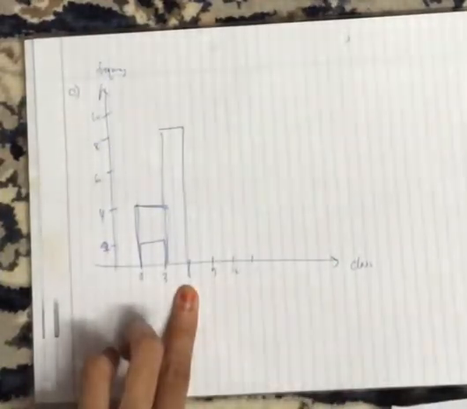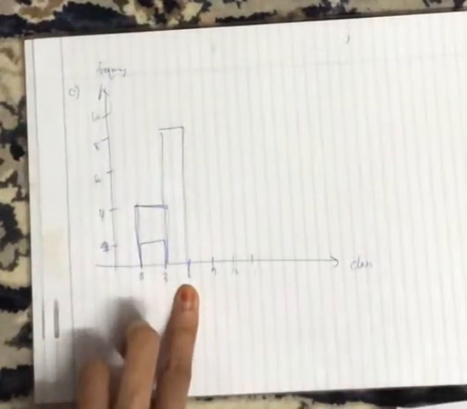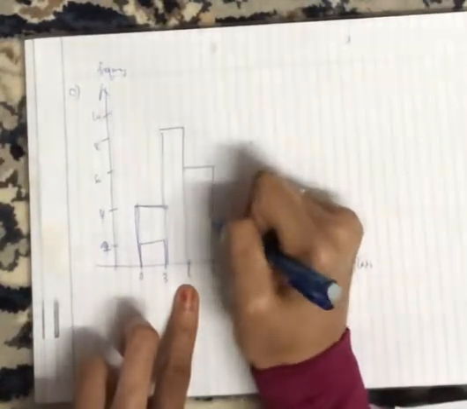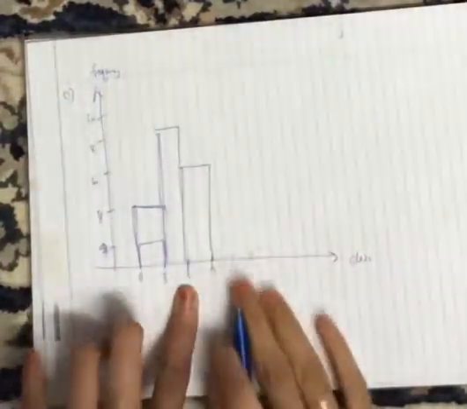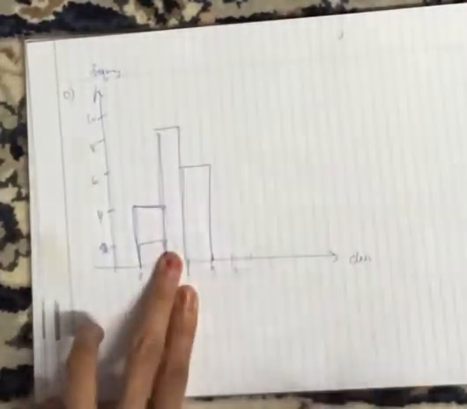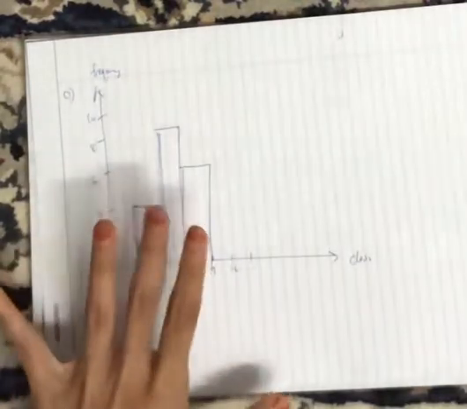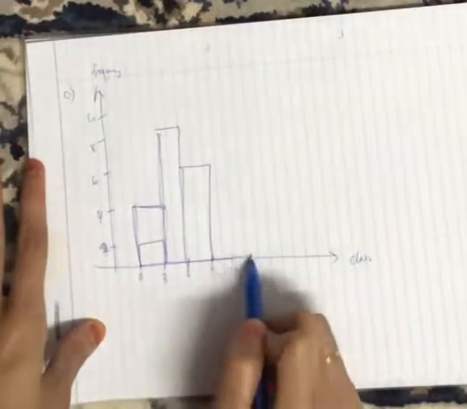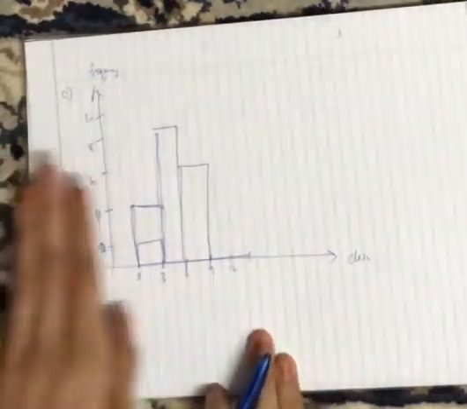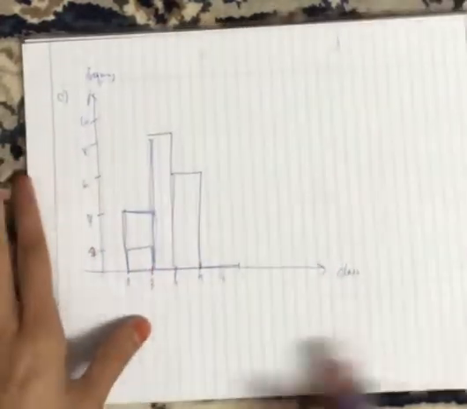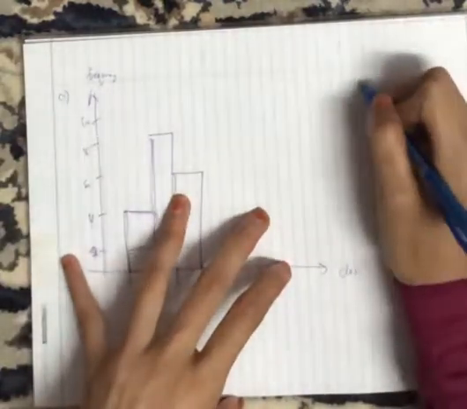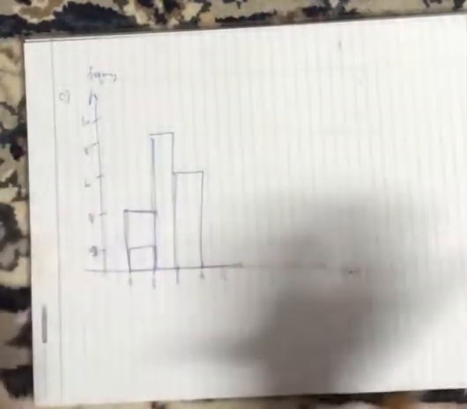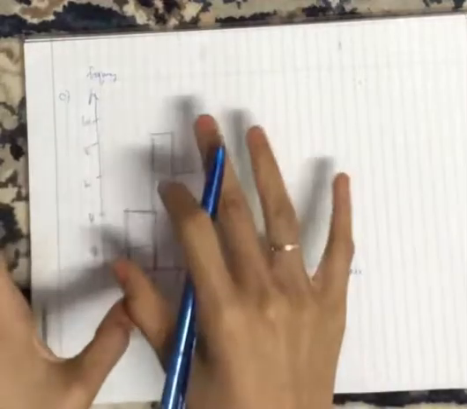Okay, then you get 6. So you fill up all these classes, and you may get your histogram. Okay, so this is the histogram. A histogram has no gap between each class. Okay, so this is the histogram. And for the polygon, actually the polygon is derived from the histogram.